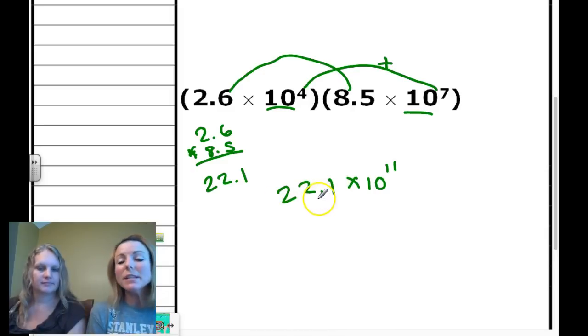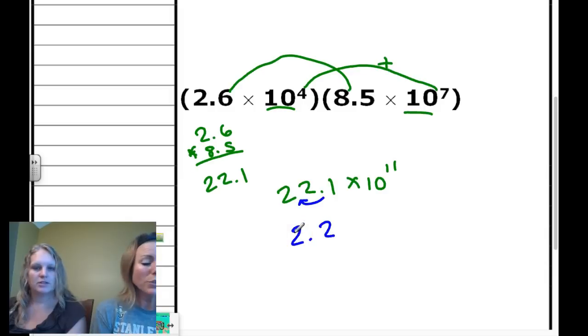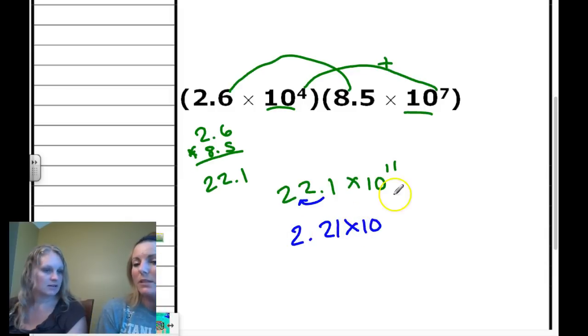So basically, we have to move that decimal 1 to the left. So the final answer will be 2.21 times 10 to the 12th.